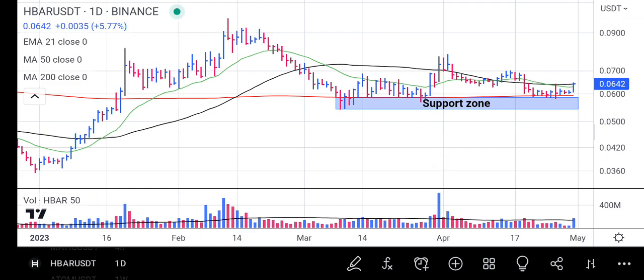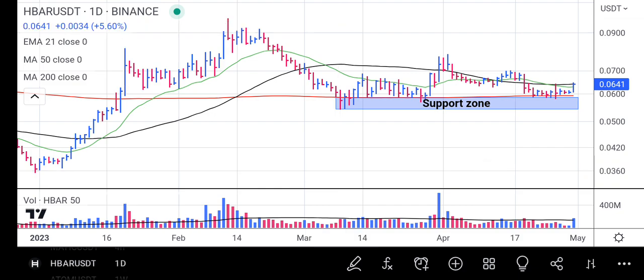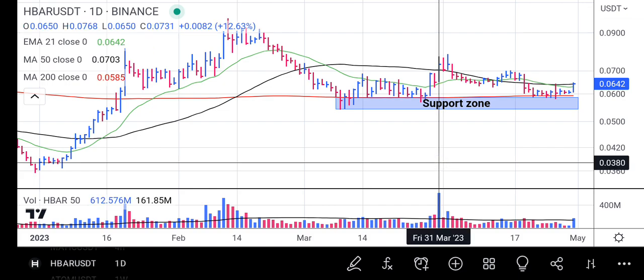It dropped back below the moving averages and touched the 200-day moving average at 0.0542. Then it started a range bound. It had been in a range bound ever since it hit the 200-day moving average and marked the low. And around the middle towards the ending of March, HBAR hit above the 200-day moving average.